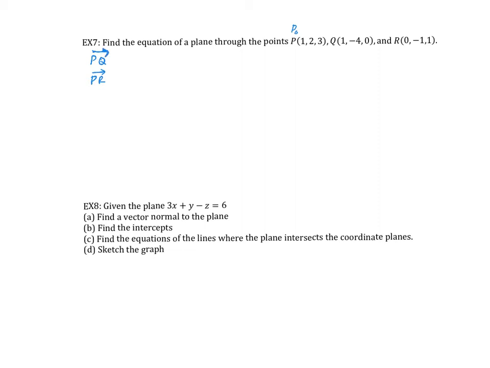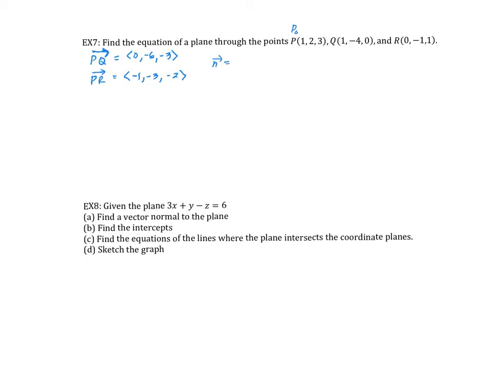And then when I find those direction vectors for PQ and PR, all I have to do is take their cross product and I'll get a vector that's normal to those. So PQ is going to be Q minus P, so that looks like it would be 0, -6, -3. PR would be R minus P. It looks like that would be -1, -3, and -2.